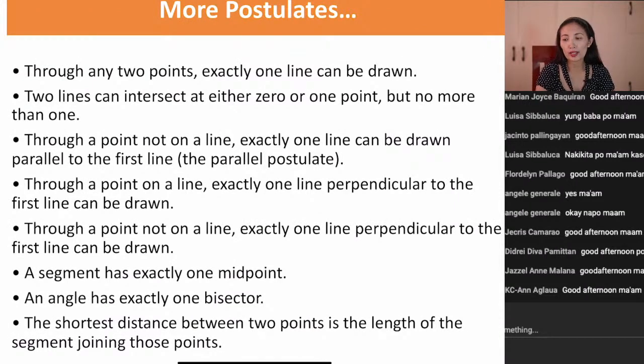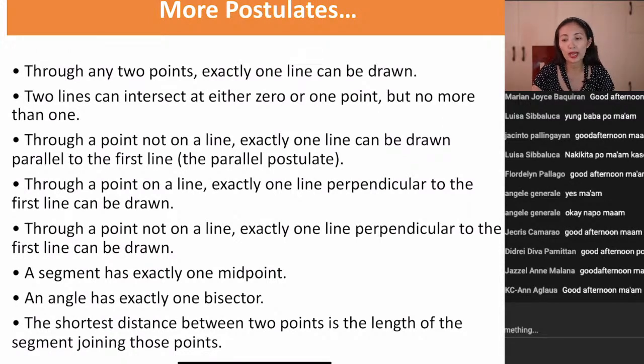Through any 2 points, exactly one line can be drawn. Okay, so exactly one line can be drawn. So if I have 2 points here, no other line could be drawn containing those points.